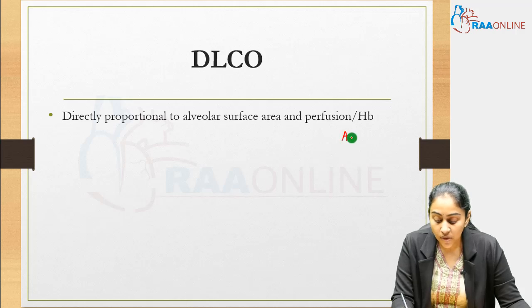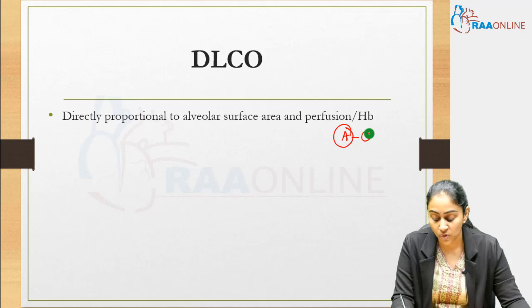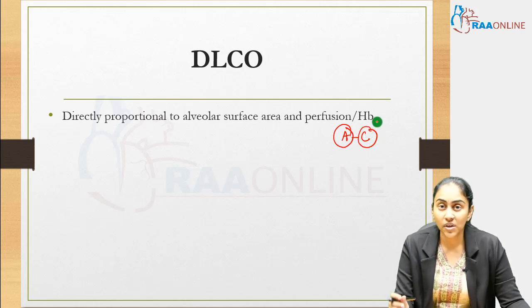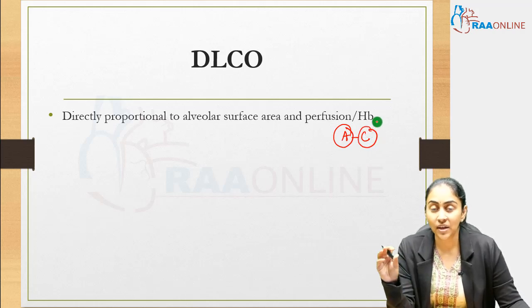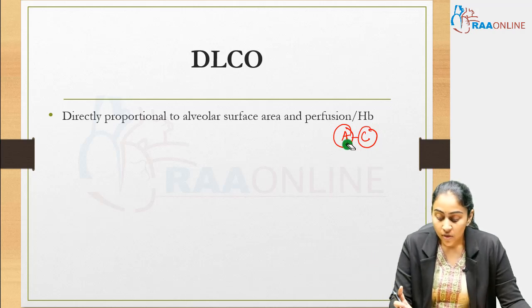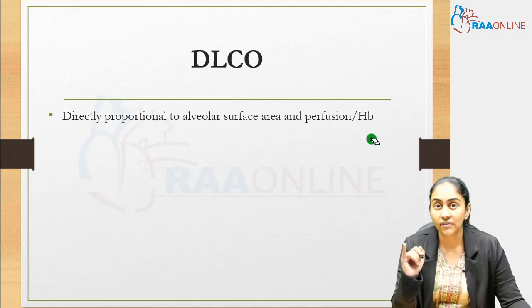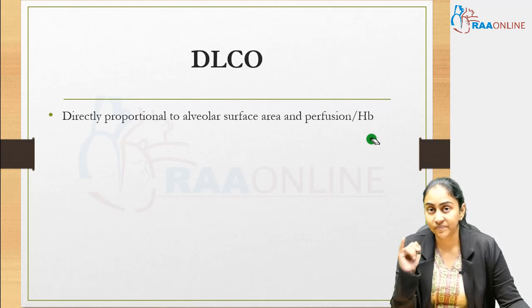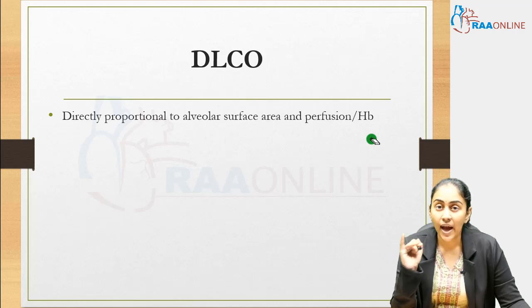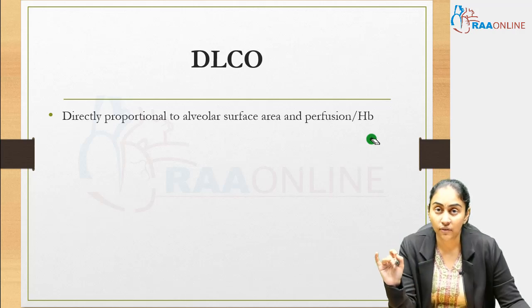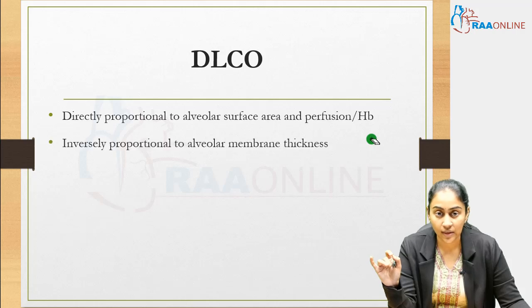There are two components to the alveolar capillary membrane, right? From the alveolar end, the surface area has to be good. From the capillary end, the capillary will have to be patent and perfusing the alveoli with a normal amount of hemoglobin. So this is what is required for a normal DLCO: healthy, well-functioning, open, ventilated alveoli, and perfused alveoli. Perfusion should also be intact.